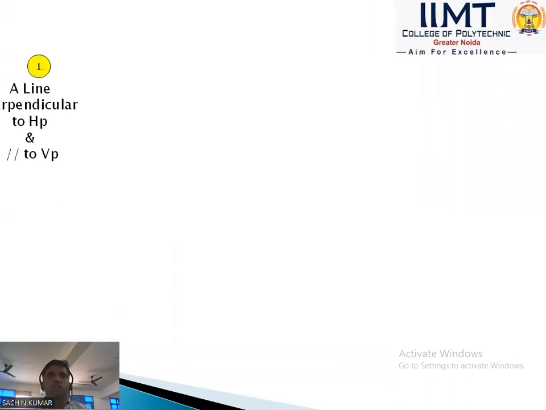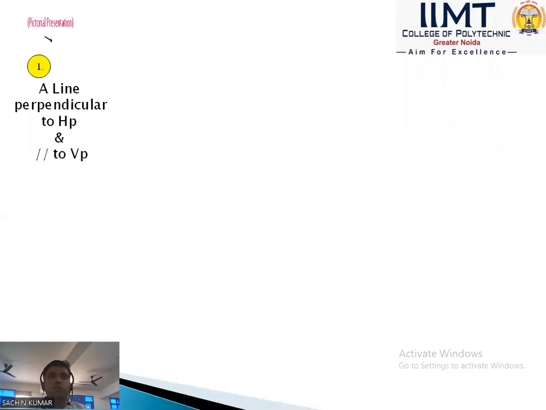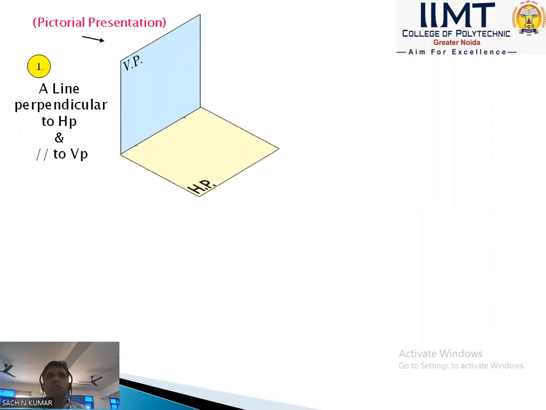First we discuss a line perpendicular to HP and parallel to VP, with the vertical plane and the horizontal plane. That line is perpendicular to HP and parallel to VP. We label the line A and B.